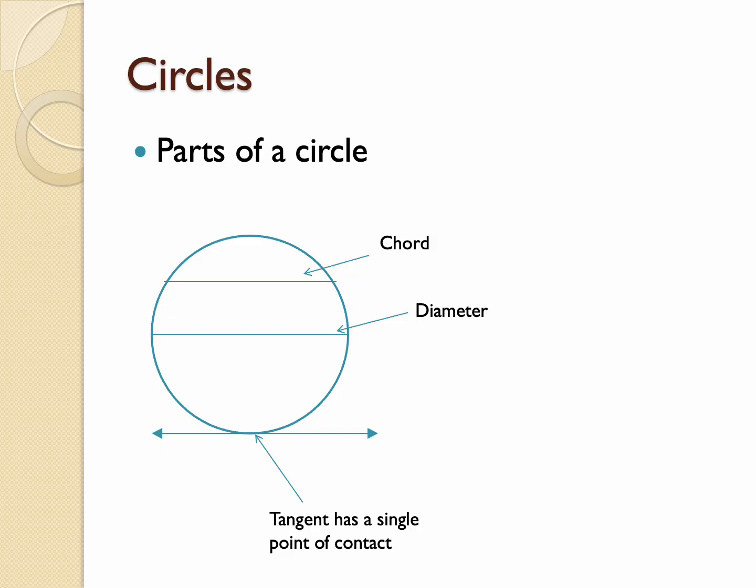Notice this time I didn't say a line segment, because a tangent can extend in both directions up to infinity. So it's a line, whereas line segments terminate. So the chord and the diameter are line segments. They terminate at the circle's boundary.